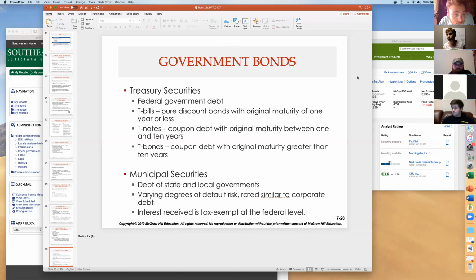Like I said earlier, bills are 1 year or less. Notes are 1 to 10 years. Bonds are 10 or more years. And in the United States, the longest term issue is for 30 years. The British have government securities, some of which are perpetual, and they call them consols. So they have infinite maturity dates. We don't have any of those here in the US issued by our government.